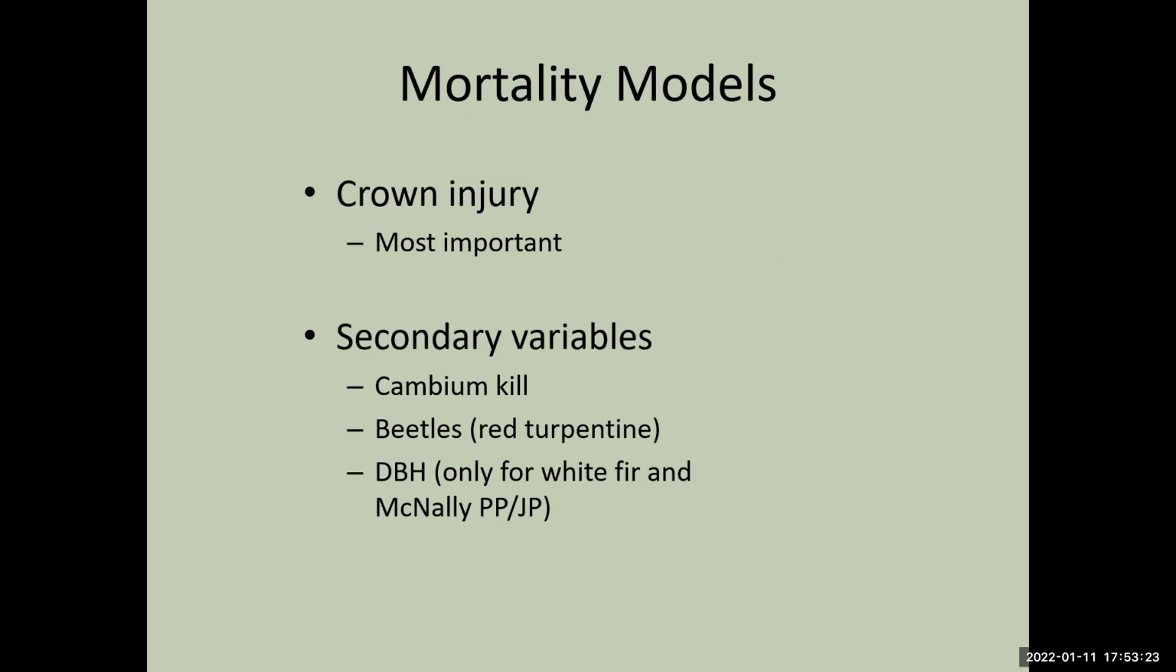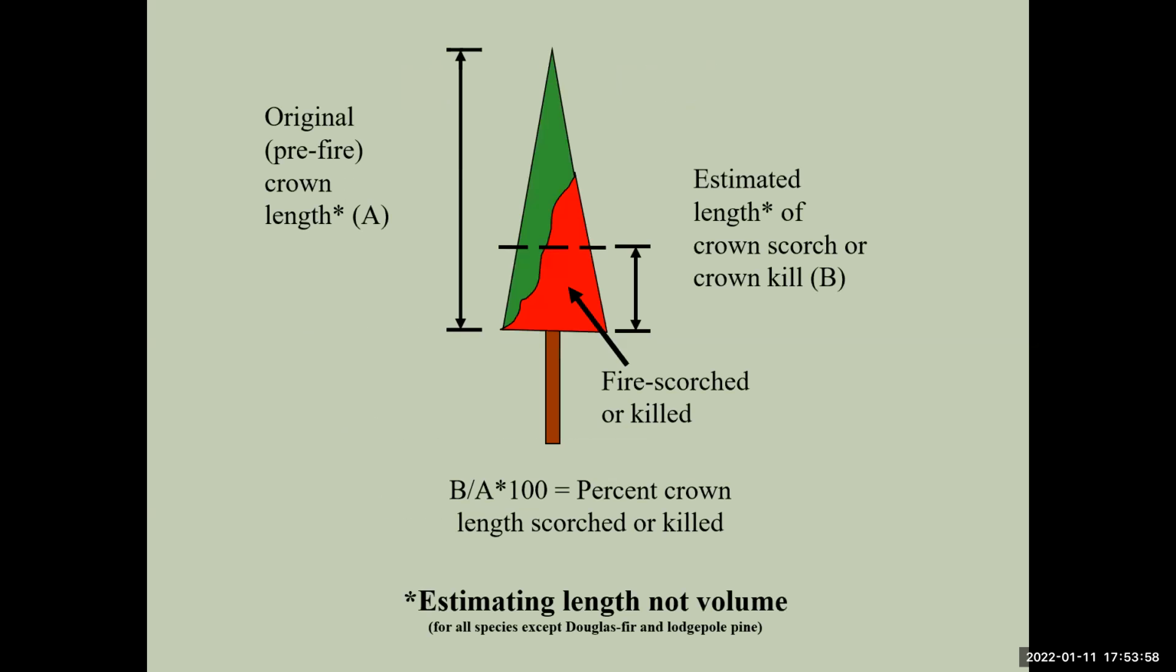And so it spit out what we kind of figured: crown injury is by far the most important variable when predicting tree mortality. If a tree does not have green needles, it's not likely to survive. The other variables we looked at were very much secondary, but they were significant, and that was the amount of cambium injury around the base of the tree, the presence or absence of red turpentine beetle on pines, and then for white fir and for larger diameter ponderosa and Jeffrey pine, we found a significance in tree diameter. And I'll talk about that in a bit too.